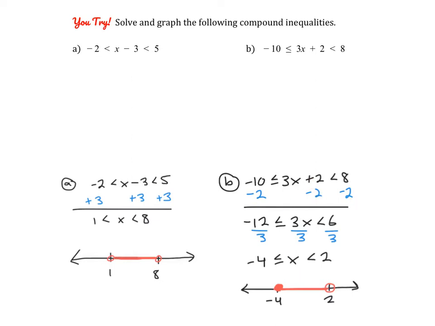For part B, it's 2 steps. First, subtract 2 and then divide by 3. So it's negative 4 is less than or equal to x is less than 2. So notice that these don't always need to match. So negative 4 has a closed circle and 2 has an open circle.